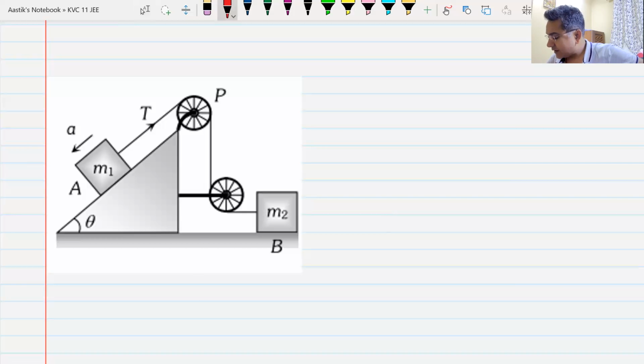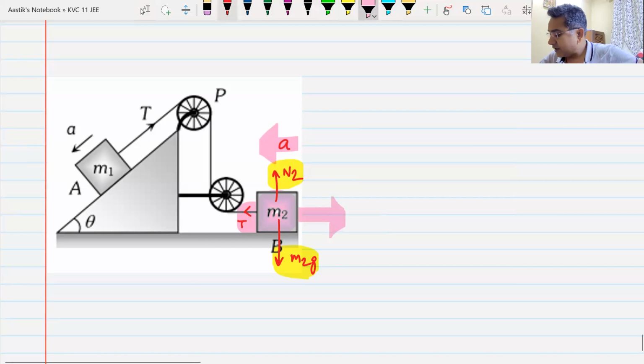Okay, I will start with the free body diagram. This is M2G, this is N2. The yellow equation becomes N2 is equal to M2G. No one is concerned. Let us write the tension T. Call this block as blue block. This blue block is supposed to move this side. Yes or no? So I can write the equation of this blue block, this pink equation. This T will be equal to M2A. Everyone understands this?